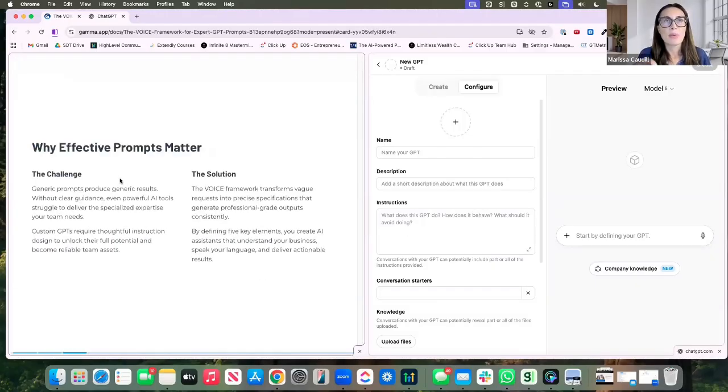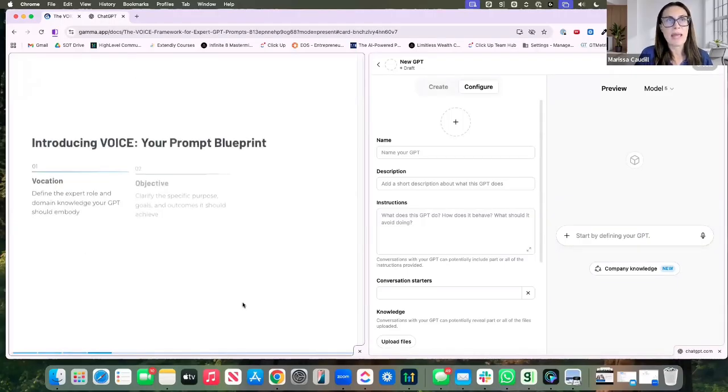So the effective prompt matters because a generic prompt is going to give you generic results. And we've all probably experienced that when we've tried to use ChatGPT. Even a powerful AI tool, if you don't tell it this voice protocol, it's just going to kind of do its best, but it's guessing what to do. So we want to use this voice protocol that Molly came up with to give the instructions to our custom GPT. There's 5 elements. It's an acronym, VOICE.